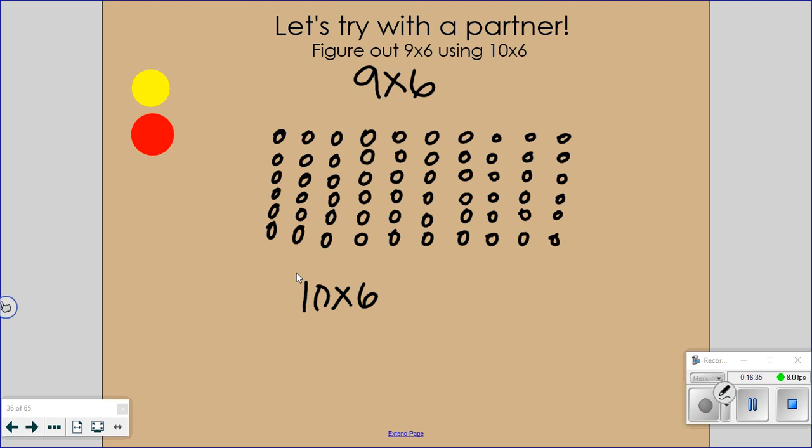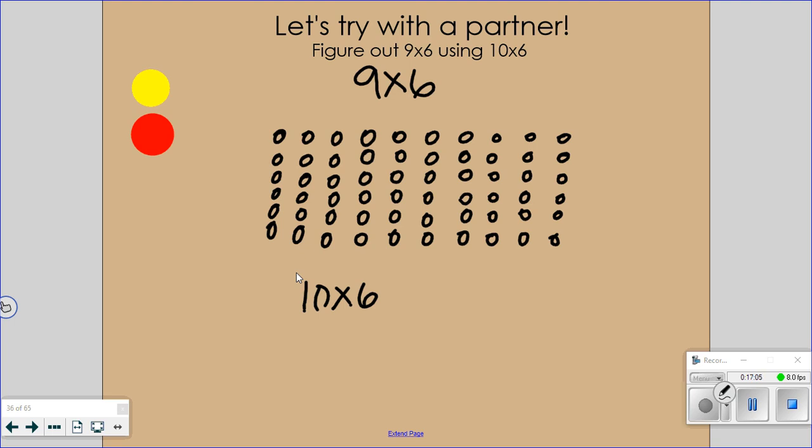You could chop it up. How am I going to chop it up? You do it by rows. Okay. And how is that going to help me get to 9 groups of 6? It will help you because you can skip count. Okay, but I already told you I'm not good at skip counting by 6s. How could I get from 10 groups of 6 to 9 groups of 6?